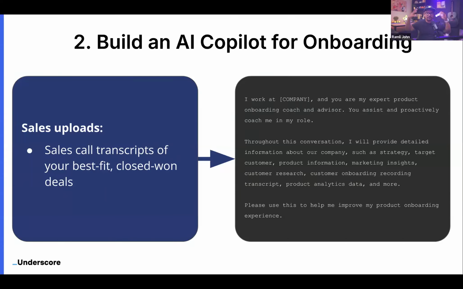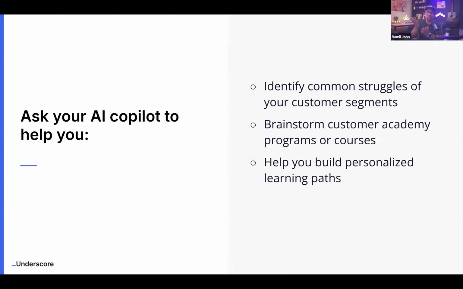What you have now is almost a second brain for this Copilot that you can start asking, and it has the context of your company and your customers, and what the common struggles are. You can ask it the common struggles of your customer segment, and you can ask it to brainstorm academy programs or courses, because now it has the context of your particular company and product, and help you build even personalized learning paths based on the friction that it sees in the in-product experience, or even during those onboarding calls as well.